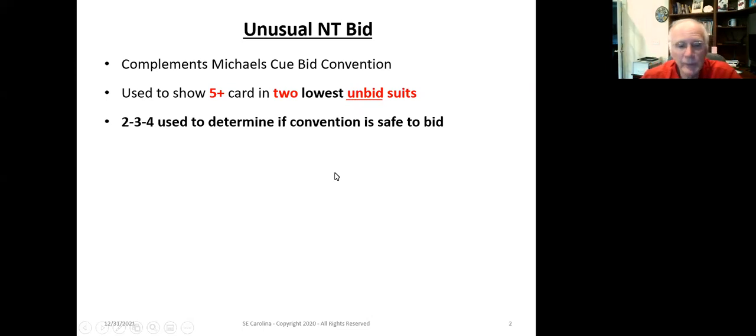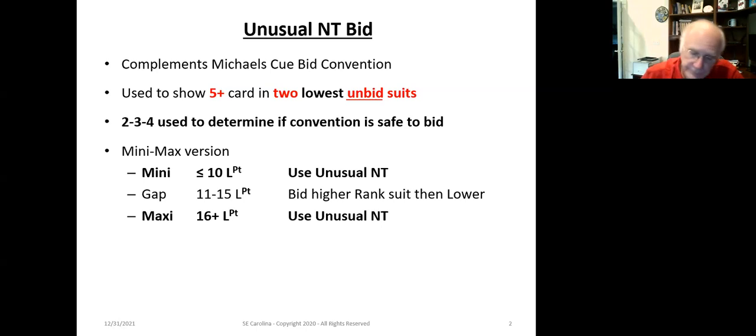It allows you to determine what level it's safe for you to bid to or for you to force your partner to bid to based upon the shape of your hand and vulnerability. There are multiple versions of the unusual no-trump, which differ based upon the number of points required. The best version is what we call the mini-max version.